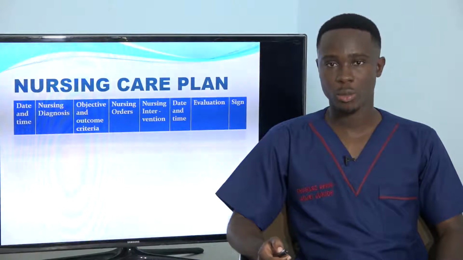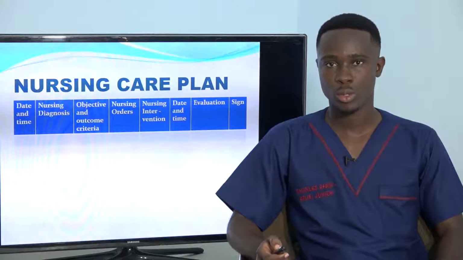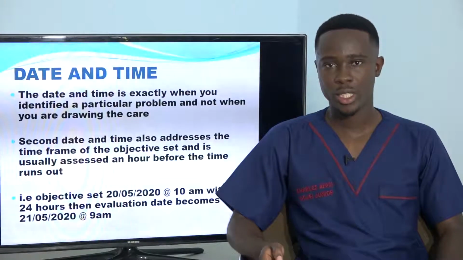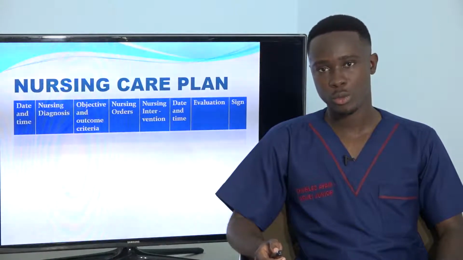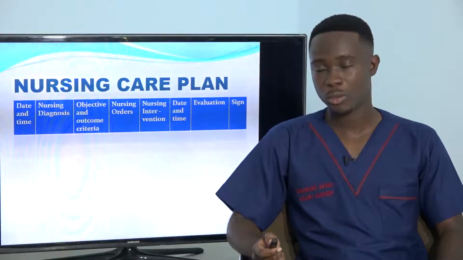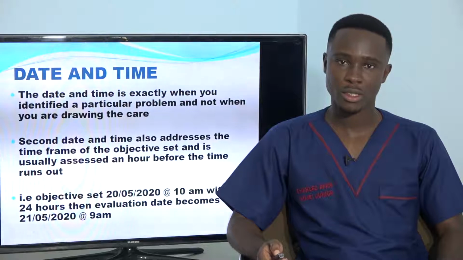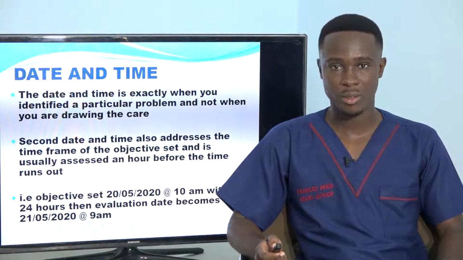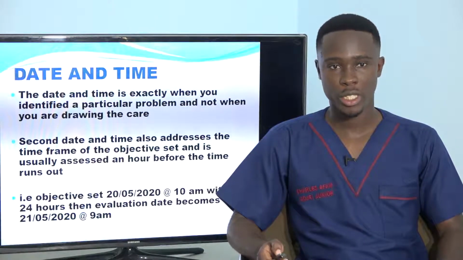So as we go on, I'm going to explain how you are going to fill each row of every column. So with the date and time, you realize that there were two date and time columns. I will be explaining both of them. So the first box for date and time is exactly when you identified a particular problem and not when you were drawing the care plan.